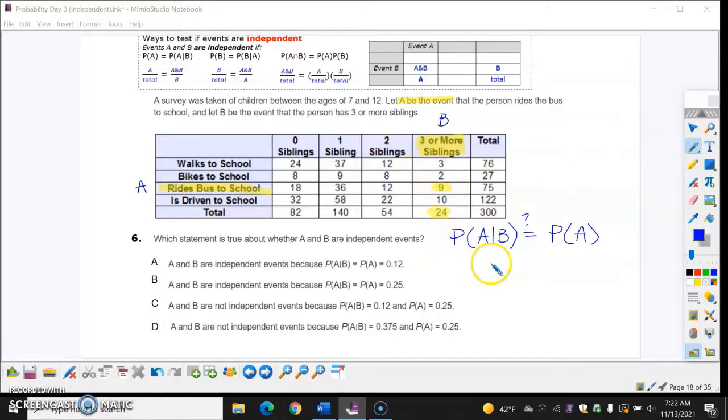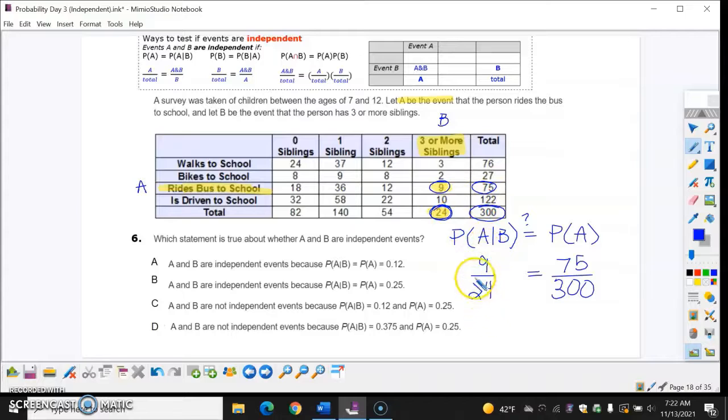Okay, so A given B would be 9 out of 24. Because remember, whatever comes after given, that total goes on the bottom. And the total that have 3 or more siblings is 24, 9 out of 24. And we want to see if that equals the probability overall of riding the bus to school, 75 out of 300 total. So we're looking at these 4 numbers right here to see if they are proportional.